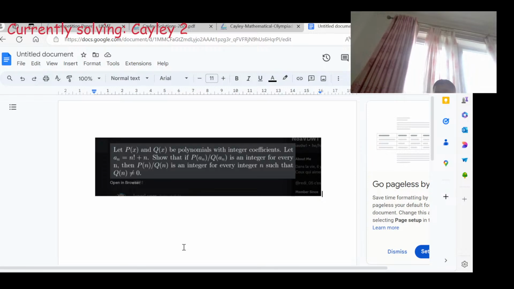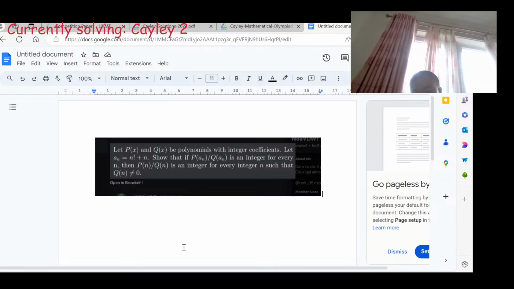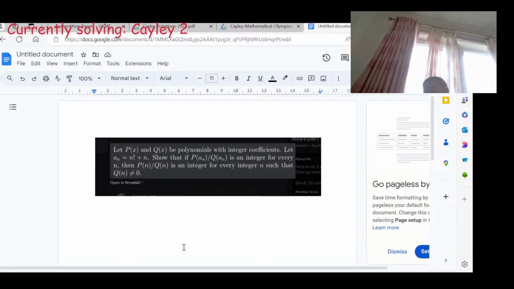Okay, anyways. Pn over Qn is an integer for every integer n. Okay, time to do proper maths. What about... and the same goes for P2.